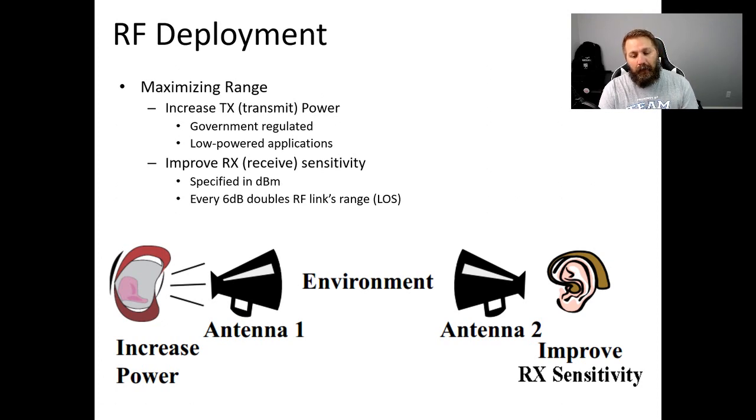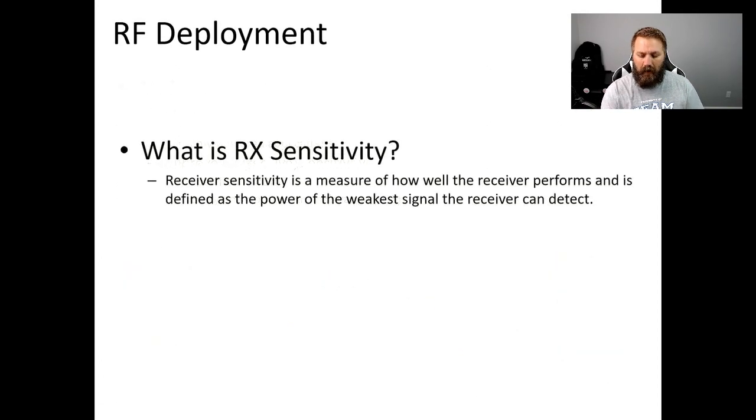So the next thing we can do is improve the RX, or the receive sensitivity. This is specified in dBm. Every 6 dB doubles the RF link's range, line of sight. So in other words, my point there is, again, 3 dB each side, 6 dB is going to double your RF link's range, in theory, line of sight. But I talk a little bit about what RX sensitivity is. It's a measure of how well the receiver performs, and is defined as the power of the weakest signal the receiver can detect. So in layman's terms, basically, how much noise can I hear before it starts to affect me?